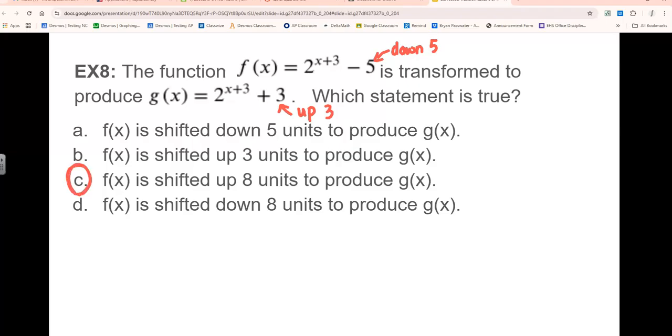But that one's a little tricky because you have to pay very close attention about not only your question, but your answer choices as well. Because it could have been a different answer if it said g of x is shifted down or something. That would have been different.